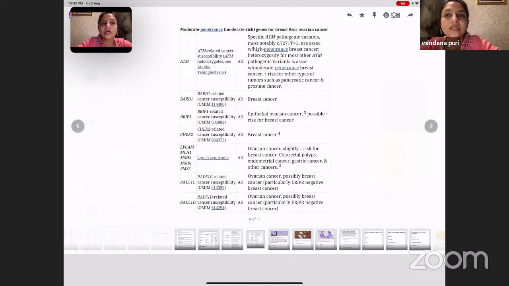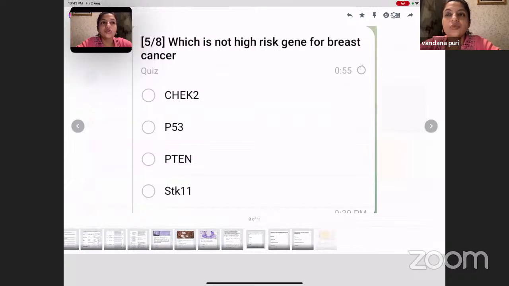Okay, Lynch syndrome you have to remember and CHEK2 you have to remember. CHEK2 is very important because it is usually associated with radiation induced breast cancers. So that is one point you have to always remember. So coming to the question here, which is not a high risk gene or high penetrance gene? Remember CHEK2. CHEK2 is a moderate penetrance gene, associated with radiation cancer. P53 is high penetrance, PTEN is high penetrance. I hope everybody remembers PTEN is associated with Cowden syndrome. STK11 is Peutz-Jeghers syndrome, along with it is a high penetrance gene for sex cord-stromal tumor and breast cancers also. So CHEK2 is moderate penetrance. Besides that, Lynch syndrome also comes under moderate penetrance. Okay, so that is what you have to remember.